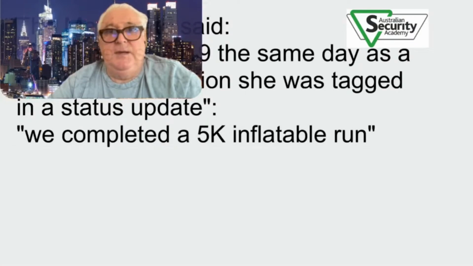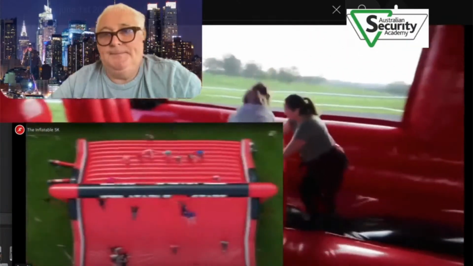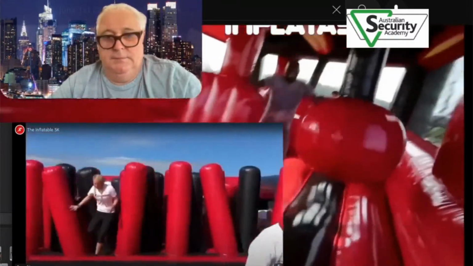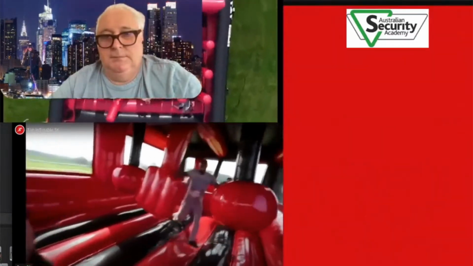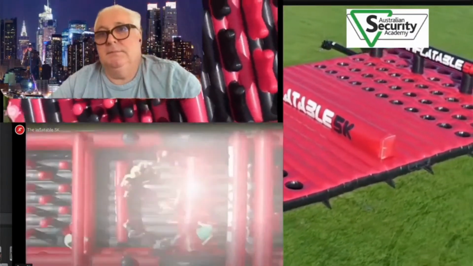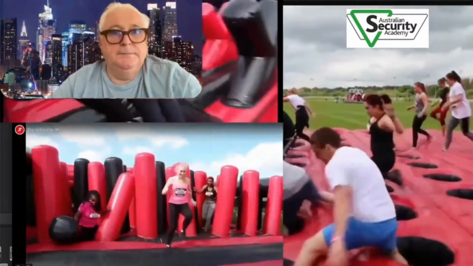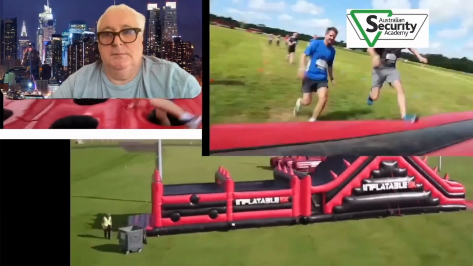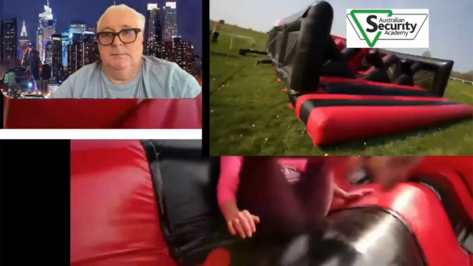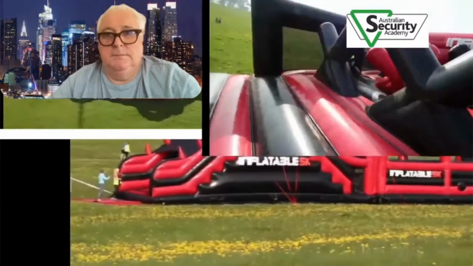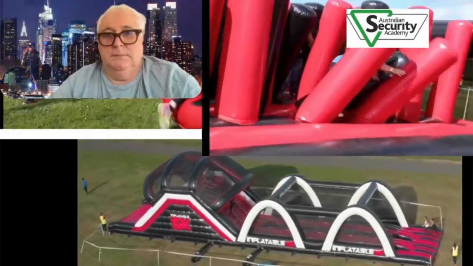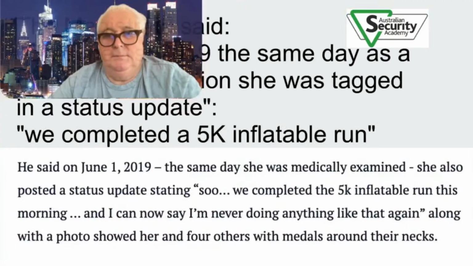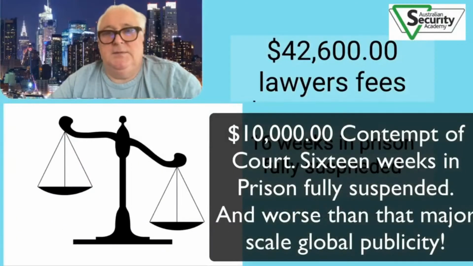That's called an inflatable run. It's pretty dramatic. So that's what a 5K inflatable run looks like. That wasn't video of the subject and claimant in relation to that.